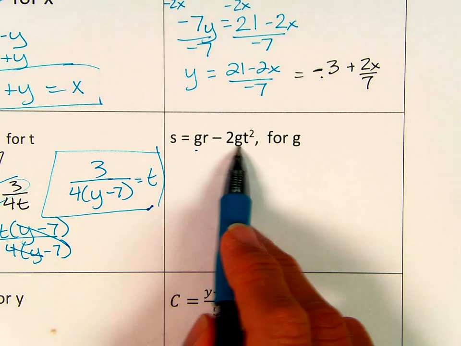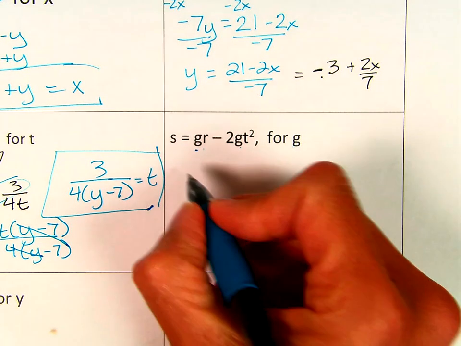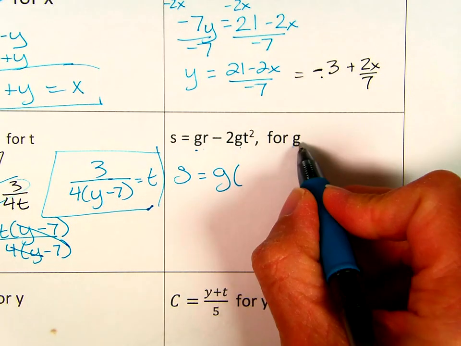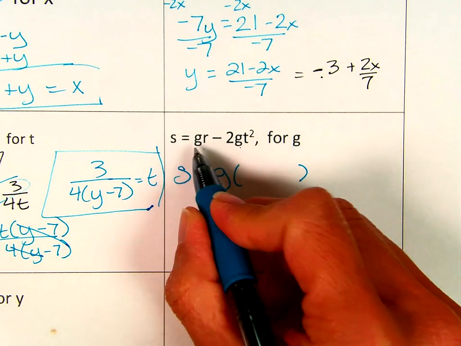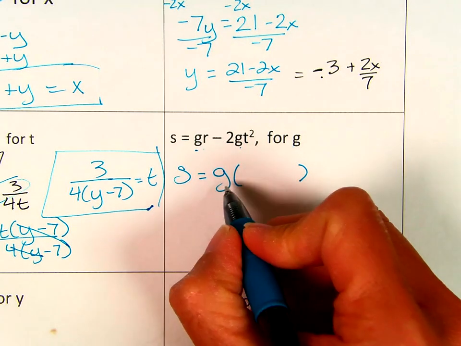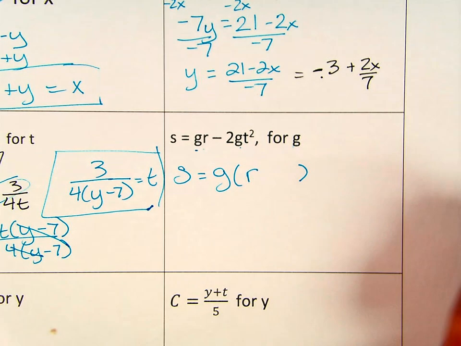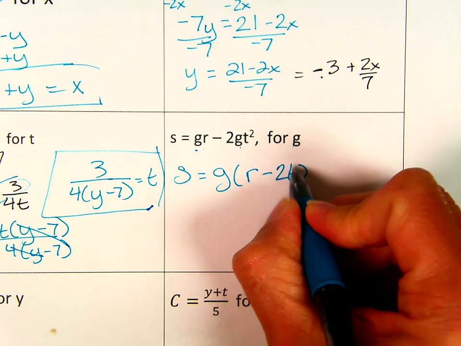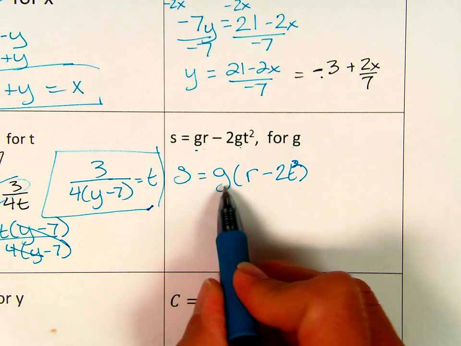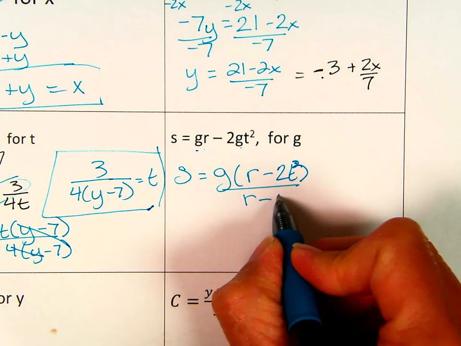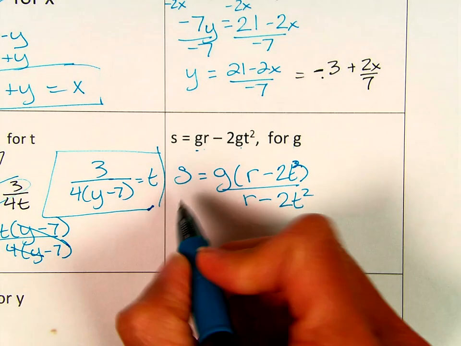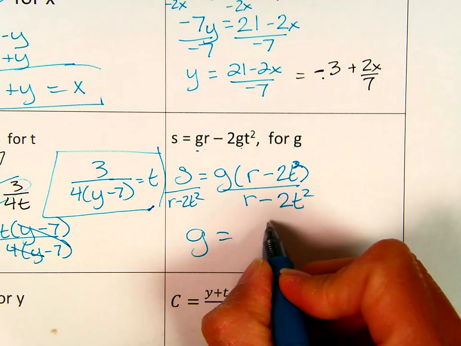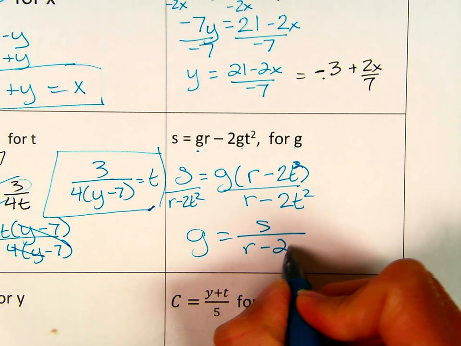Notice we have 2 g's. That means we're going to have to factor. Remember that from before. We're going to factor out a g because we see 2 of them, and you can't solve for g if there's 2 of them and you can't combine like terms. So we've got to factor it out. So we say g times what equals gr, r. G times what equals 2t squared, 2t squared. So now that we've got g alone, we just divide by whatever this was, which is r minus 2t squared. So g equals s over r minus 2t squared.